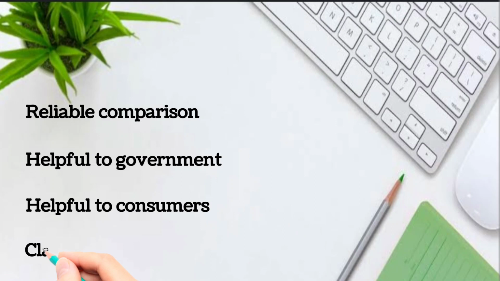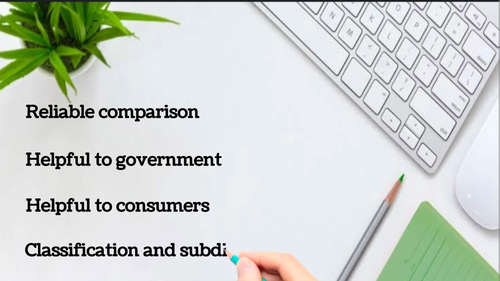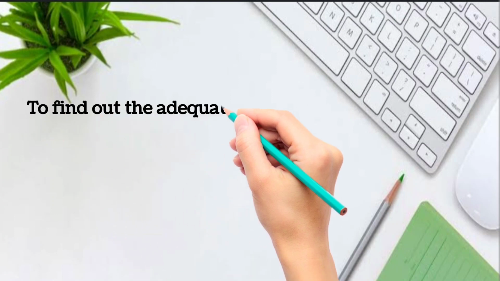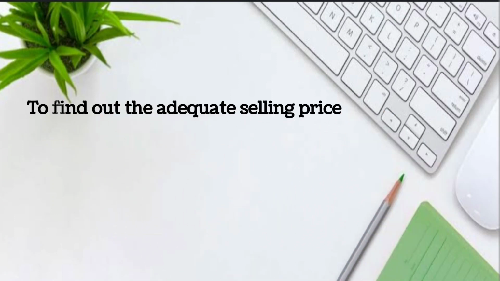Classification and subdivision of cost. It helps to classify the cost according to department, process, product activity, etc., against financial accounting, which gives just a consolidated net profit or loss figure of any organization. It does not give any classification or subdivision of cost. To find out adequate selling price. In tough marketing conditions or in slump period, costing helps to determine the selling price of the product at the optimum level, neither too high nor too low.